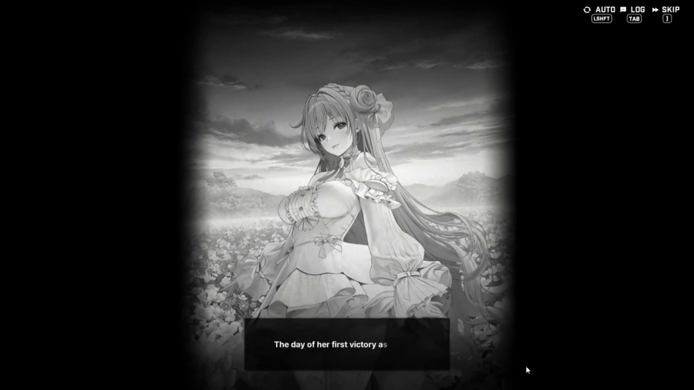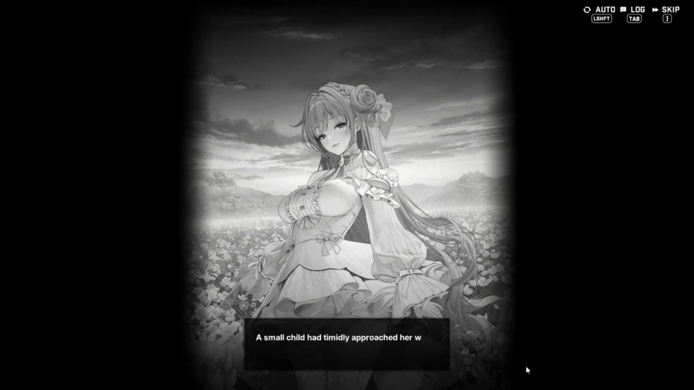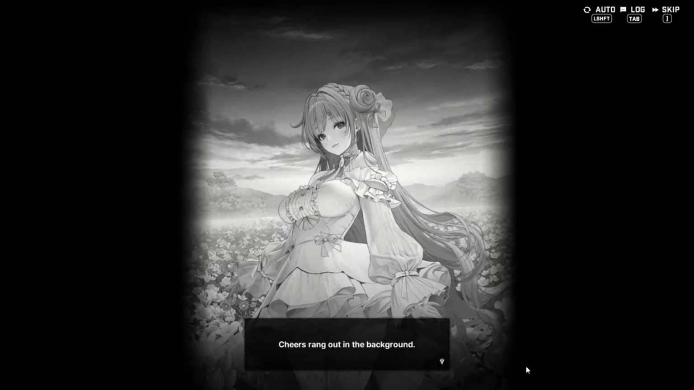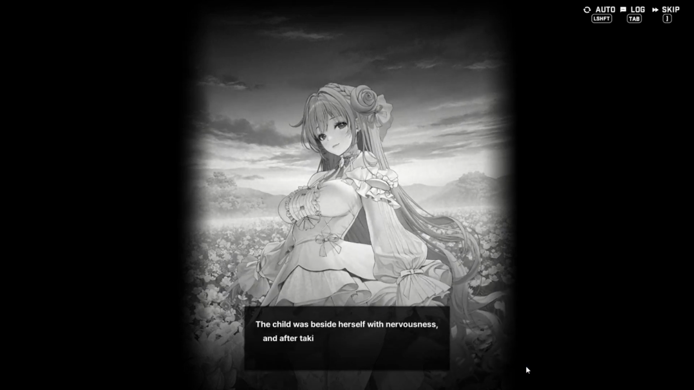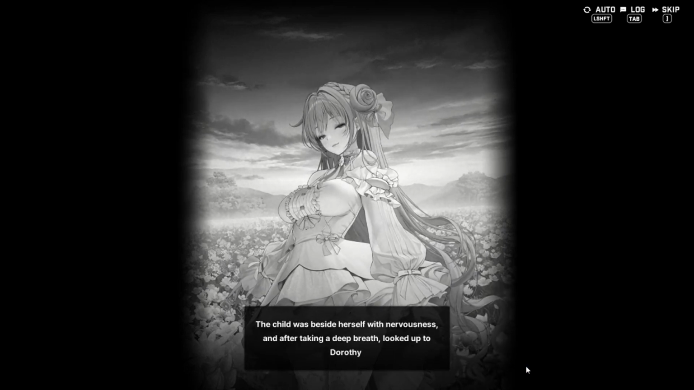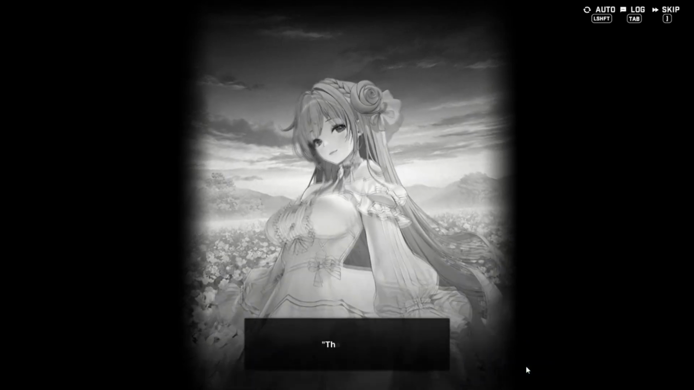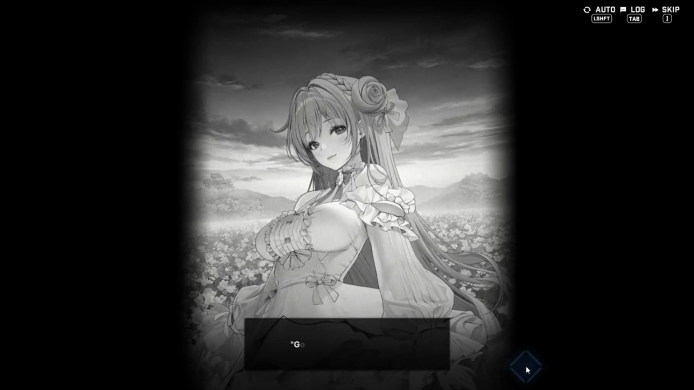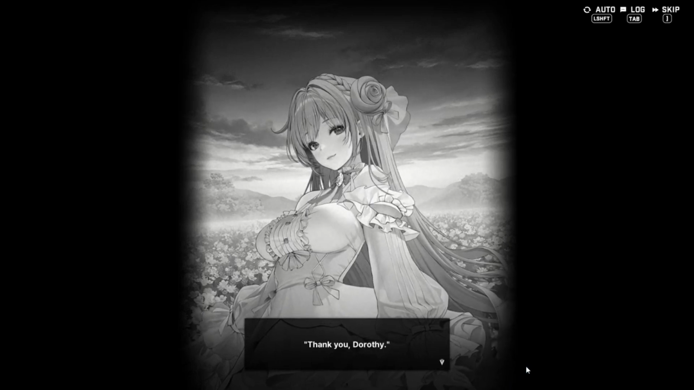Dorothy's memories come rushing back. The day of her first victory as a Nikke. A small child had timidly approached her with a bunch of flowers. Cheers rang out in the background. The child was beside herself with nervousness and, after taking a deep breath, looked up to Dorothy, took her hands and said, "Thank you. You saved our lives. God is the victory, Nikke." Thank you, Dorothy.